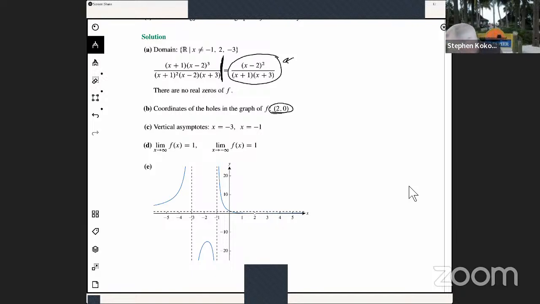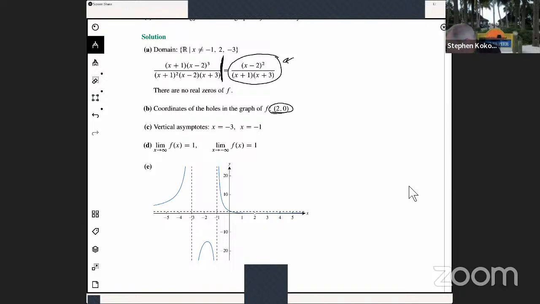Okay, where are the vertical asymptotes? Well, let's see. I look at my cancellation. I do all the cancellation that I can, all the linear factors. And any linear factor that's left in the denominator, well, that's going to lead me to a vertical asymptote. So I have an x plus 1 left in the denominator. I have an x plus 3 left in the denominator. The zeros of those two linear factors are minus 1 and minus 3. I know that I have a vertical asymptote at those two values.